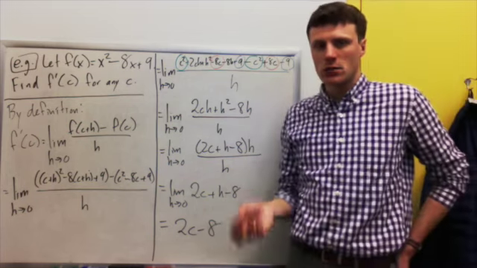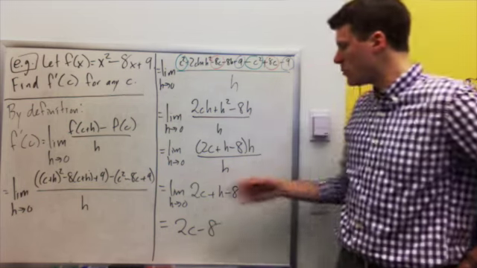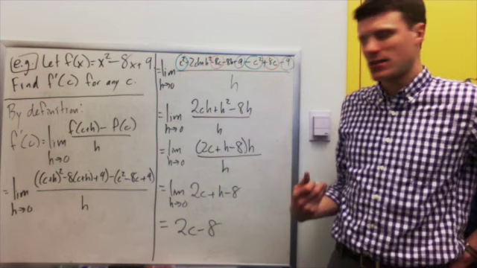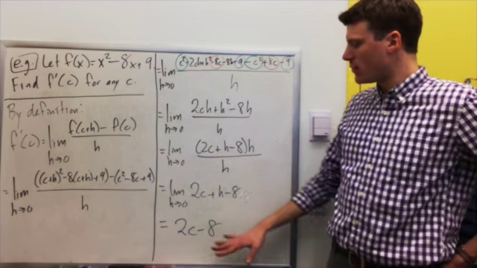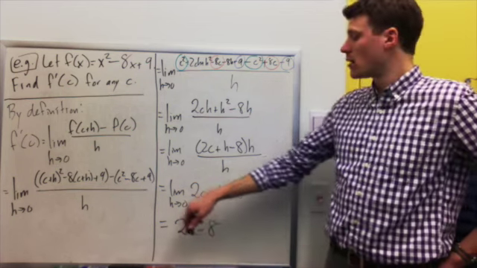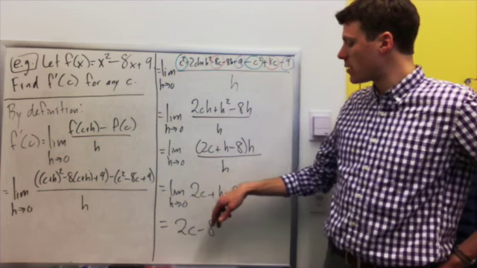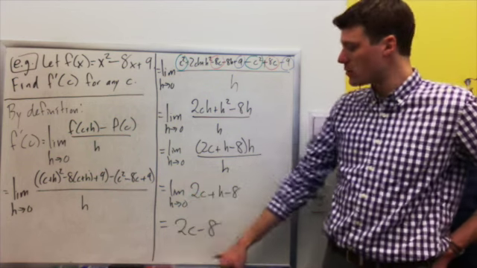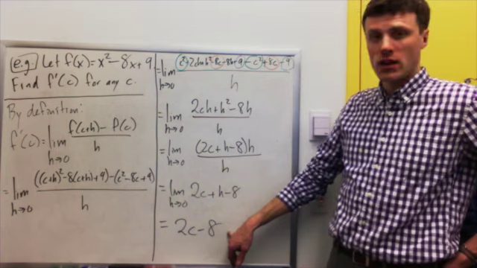Now, h is the only thing that is moving here. C we're imagining as a fixed constant. So that's okay for a final formula to have a c in it. All we care about is saying, okay, wherever I see an h, we'll replace it with 0, and I'm left with 2c minus 8.